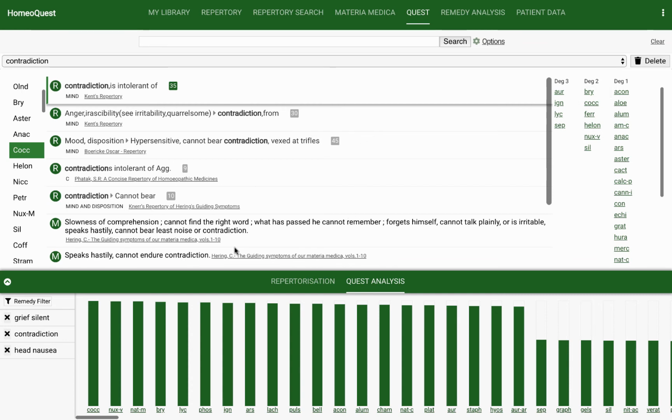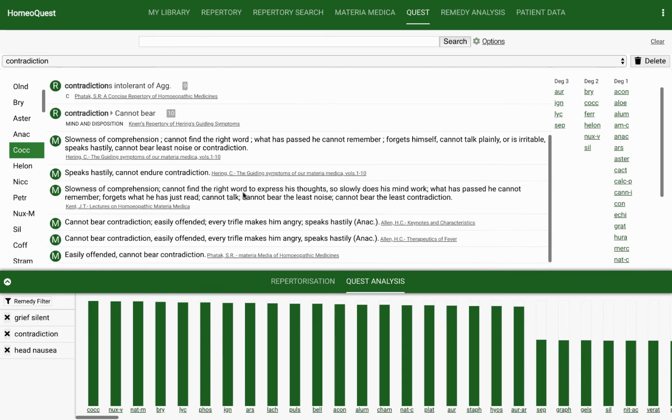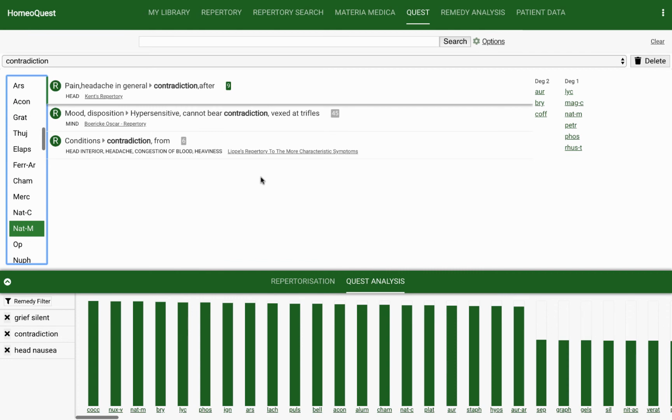And what other thing you see is Cocculus is denoted by so many authors. So clinically, if more authors in our database have given a particular remedy highly ticked or graded, then that remedy comes at the top. So Cocculus has been graded for contradiction, intolerant of, by Kent, by Boger, by Farrington, by Nash, by Hering, Allen, whereas Natrum mur, if you go, is only by Kent, Boger and Lippe. Does that make sense?